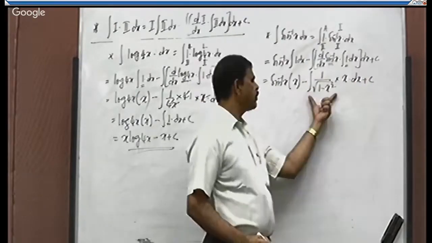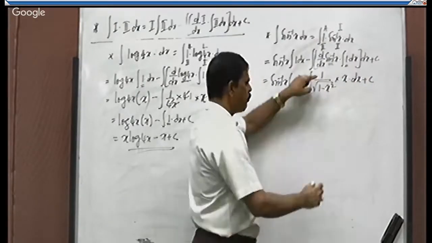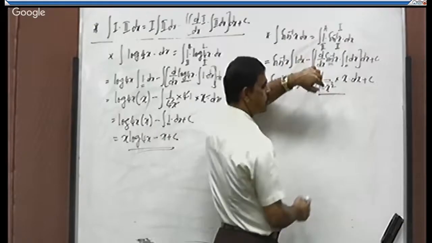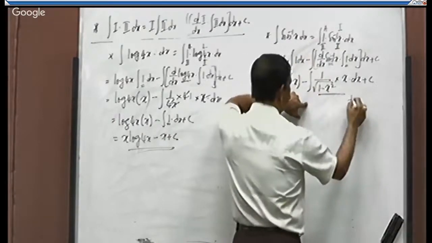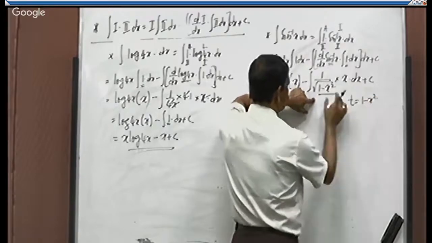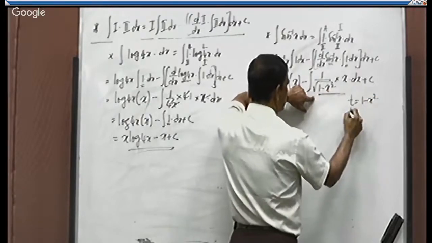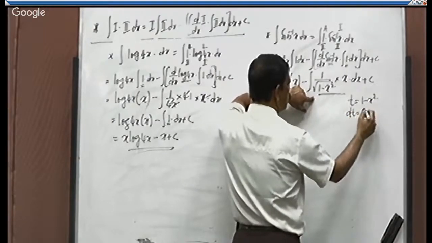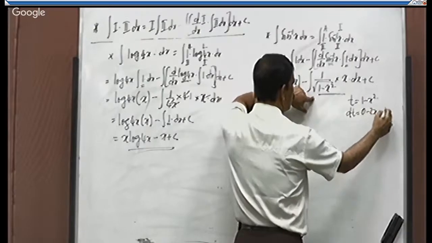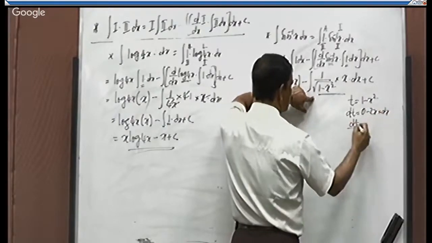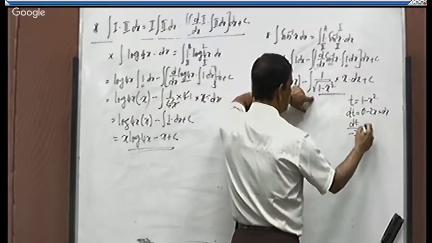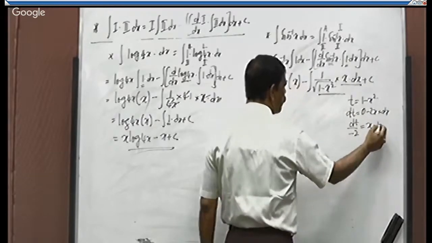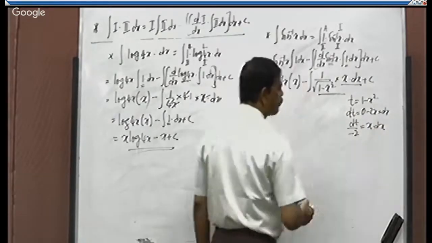Just this, how to integrate this? See, x divided by root of 1 minus x square. Take it as substitution method, right? t is equal to 1 minus x square. Differentiating, dt is equal to 0 minus 2x into dx, right? Or it can be taken as dt divided by minus 2 is equal to x into dx. I need x into dx, therefore I have converted that into x into dx form.